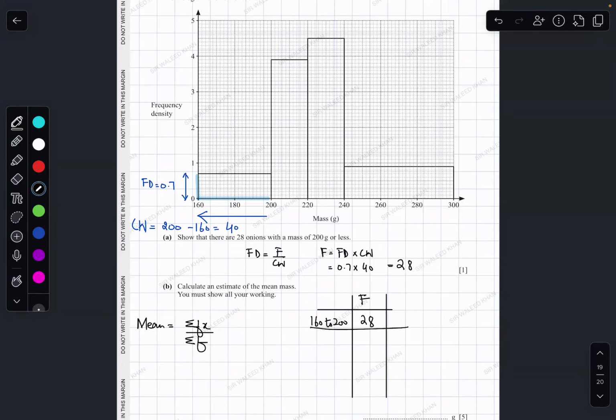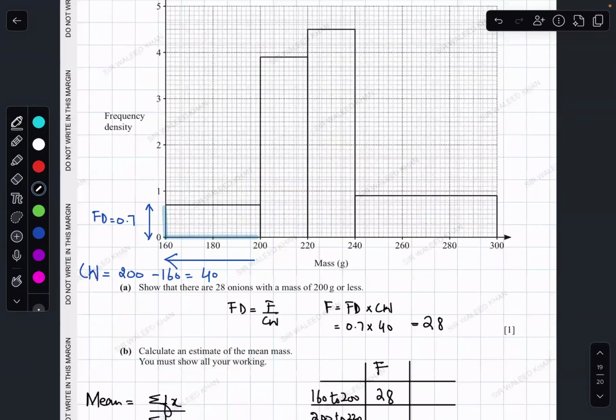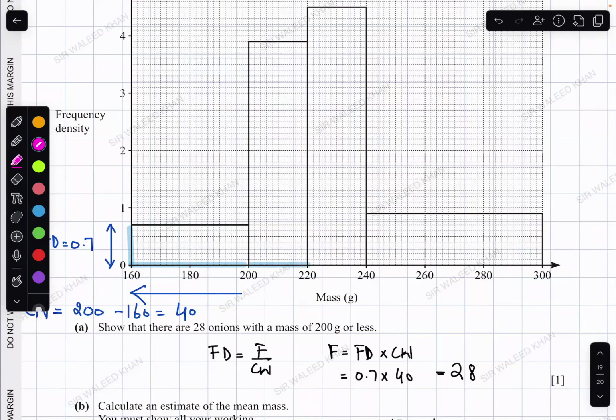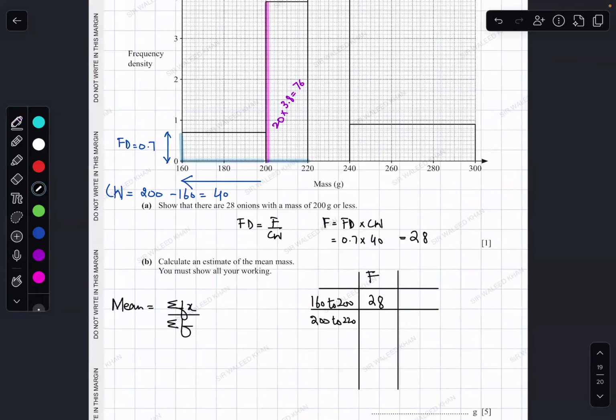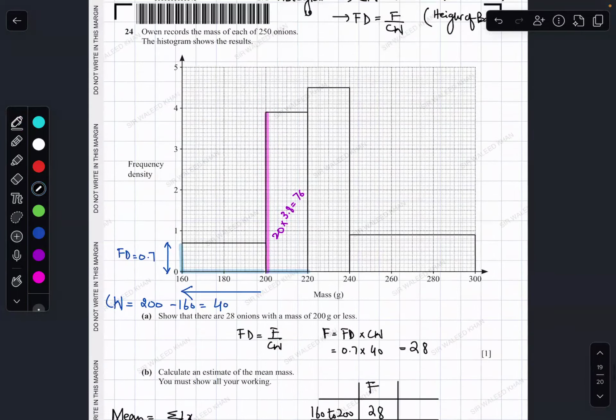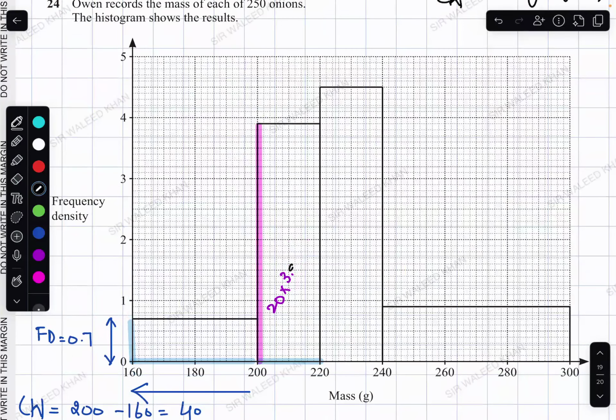What about the next one, for 200 to 220? 78. Let's see. The width of the bar and the height of it. The width is 20, so 20 times the height, which is 3.8. 20 times 3.8 is 76. Sir, isn't it 3.9? Yes, my bad, 3.9. 20 times 3.9 is 78.